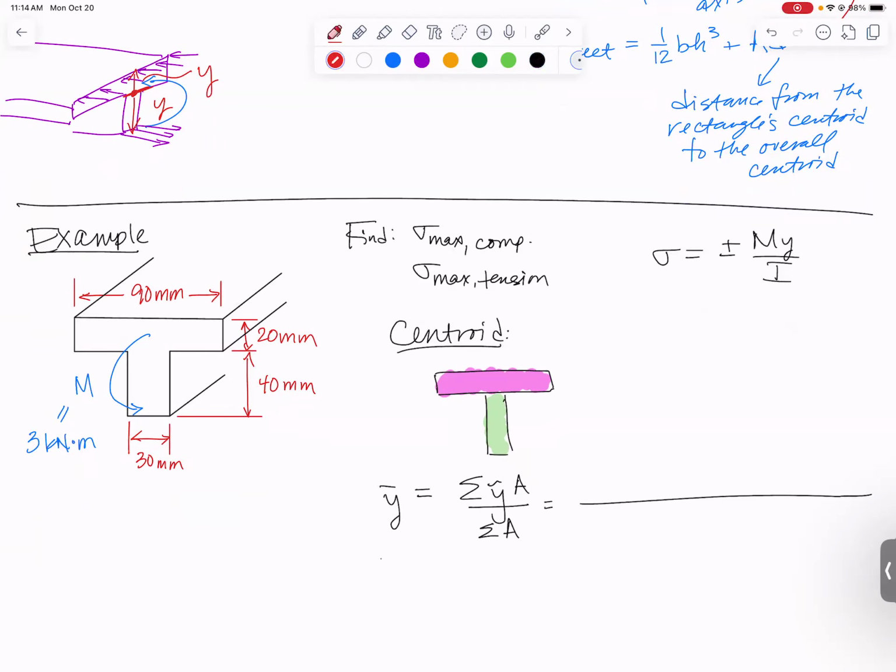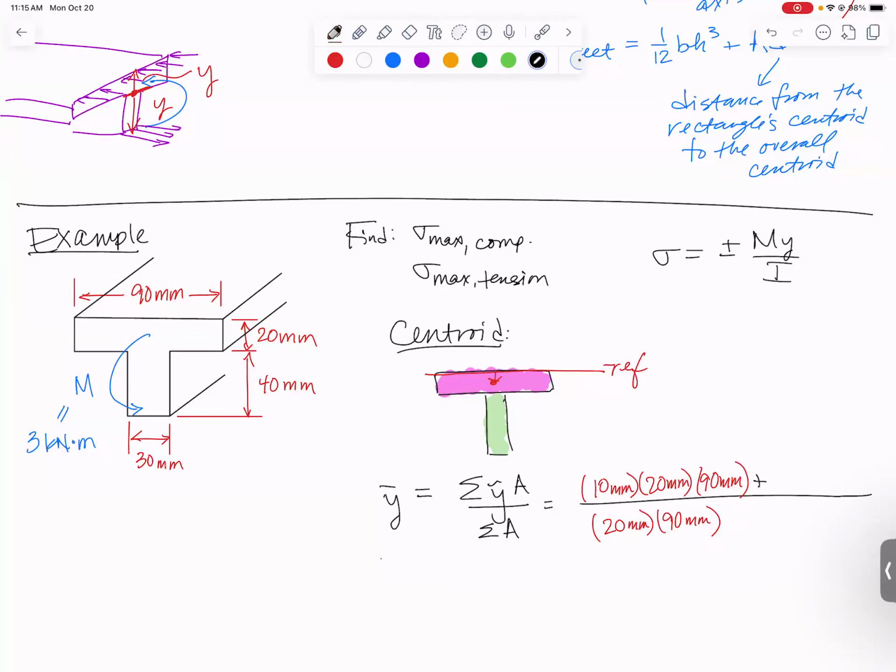So for the pink rectangle, my area is going to be 20 millimeters by 90 millimeters. So I'll just put that in the bottom and in the top, same area both places. But now I also need to multiply by the centroid location of that pink rectangle. So for this, I really would benefit from having a reference axis. And so I'm measuring my centroid down from the reference axis since the whole thing is 20 millimeters high. Its centroid is 10 millimeters away from my reference axis.